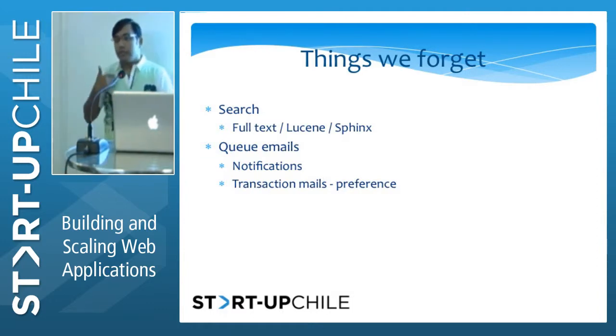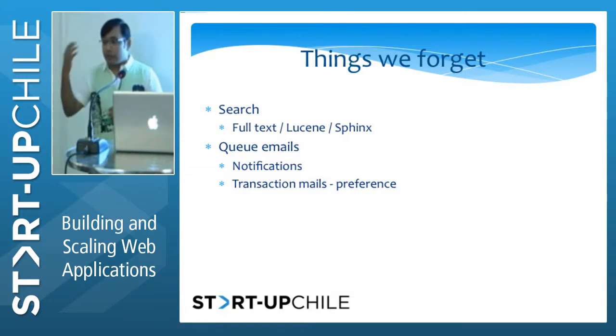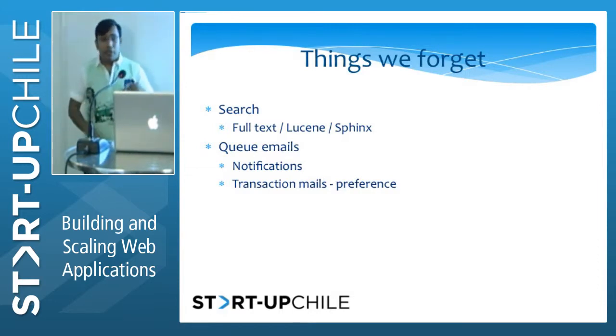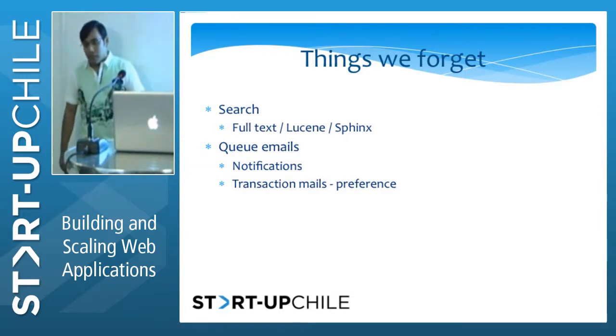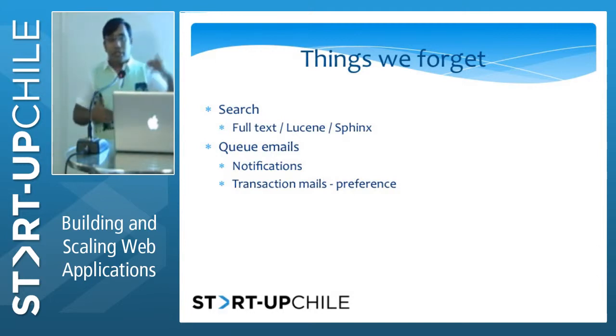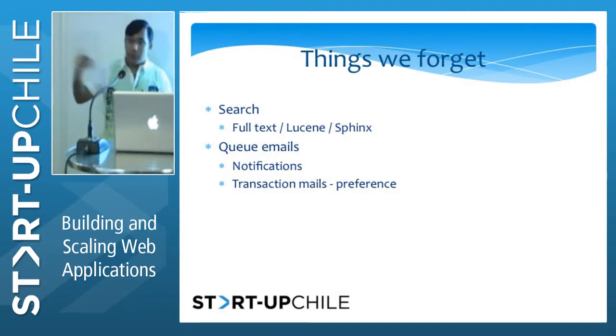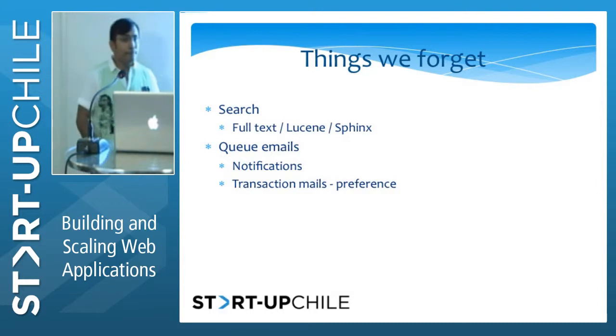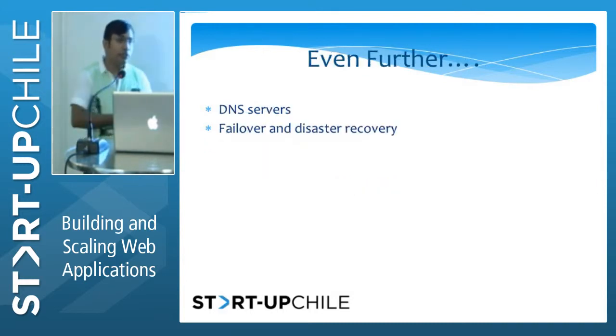So one good way is to implement an asynchronous mailing mechanism where your application just sends the mail, or keeps it in a database where it can be scheduled to send out. Further on, we can go with DNS servers and failover and disaster recovery. These are very advanced topics. They have to take their own time.